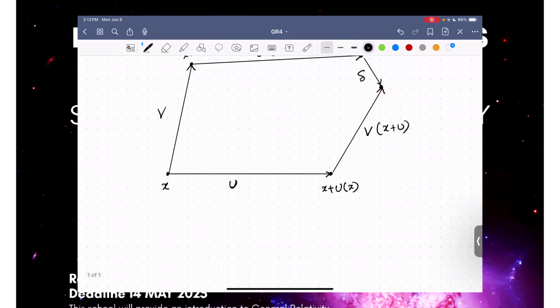So what is this point, for example? This point is simply x plus u plus v evaluated at x plus u, right?